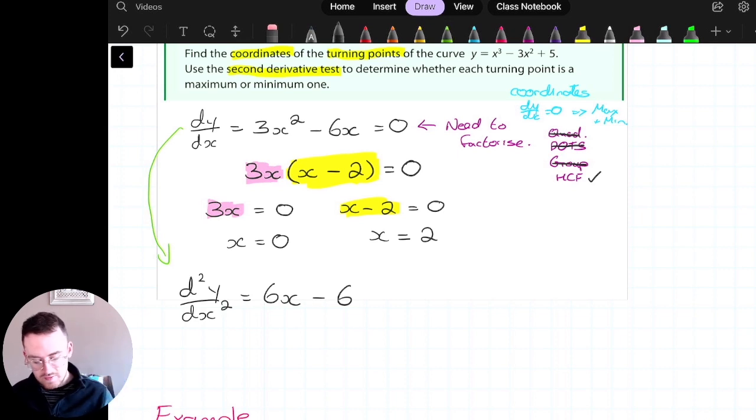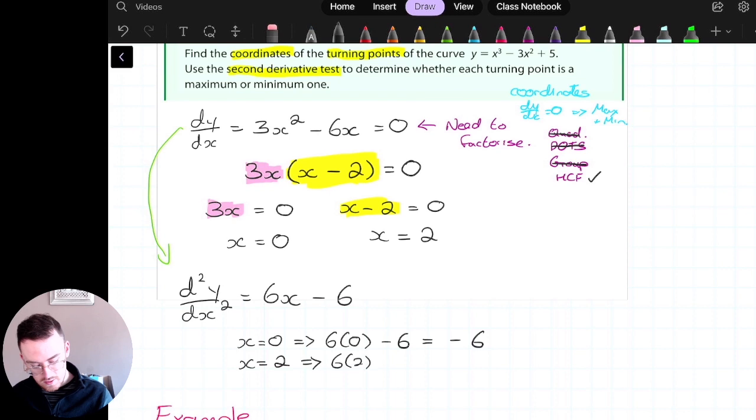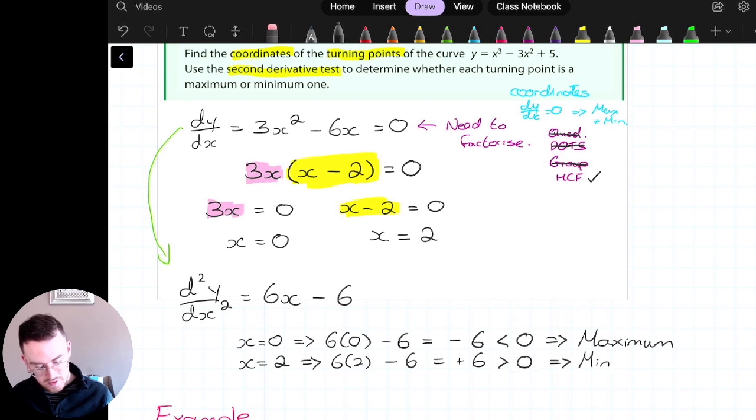So we're going to try our different values of x. For x is equal to 0, we get an answer of minus 6, and for x is equal to 2, we get an answer of plus 6. This is less than 0, which means that that one is going to be related to our maximum. The plus 6 obviously is greater than 0, and that's going to be related to our minimum turning point. So this is going to be part of our maximum turning point, and this is going to be part of our minimum turning point.